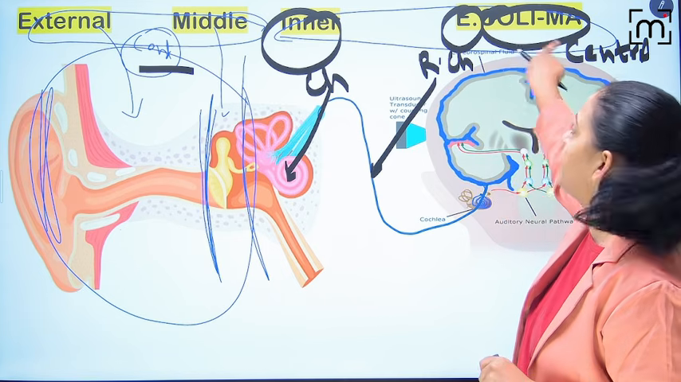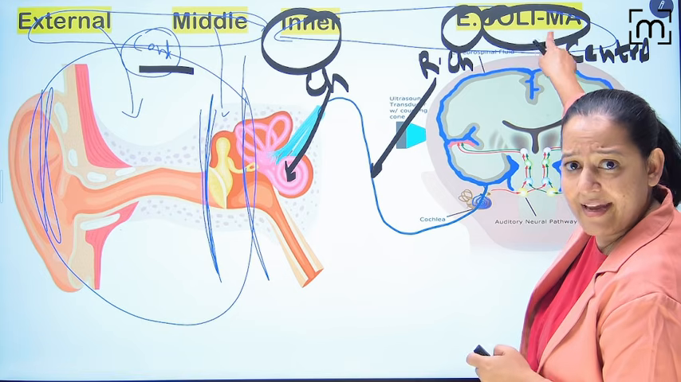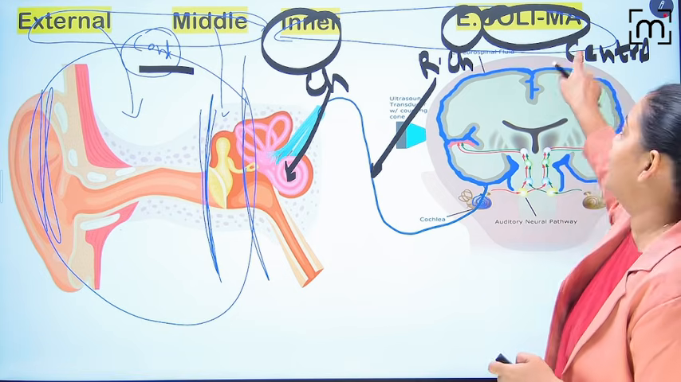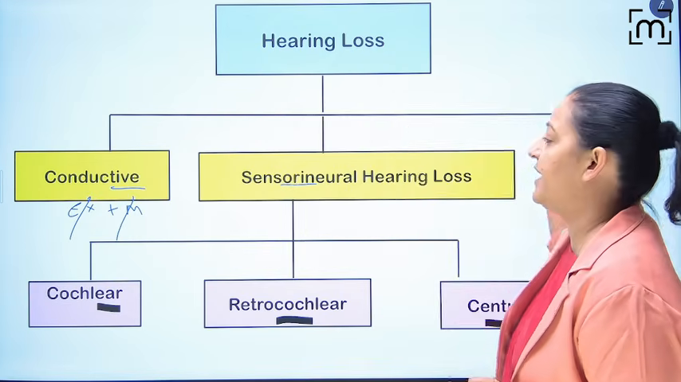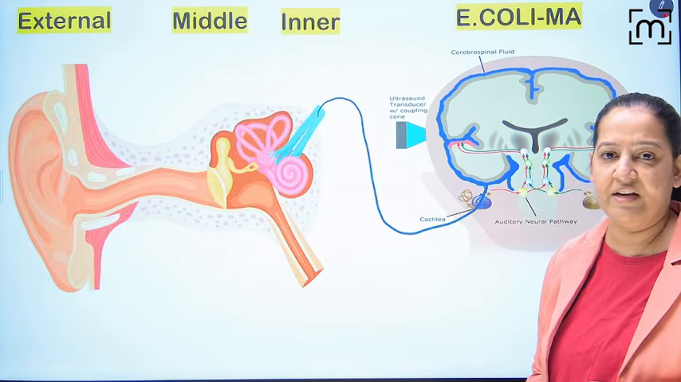And if there is some problem in the brain, anywhere in the brain, it is known as central deafness. So these are the three types of sensorineural. Everyone give me a thumbs up. You got it better today, the types of the deafness.